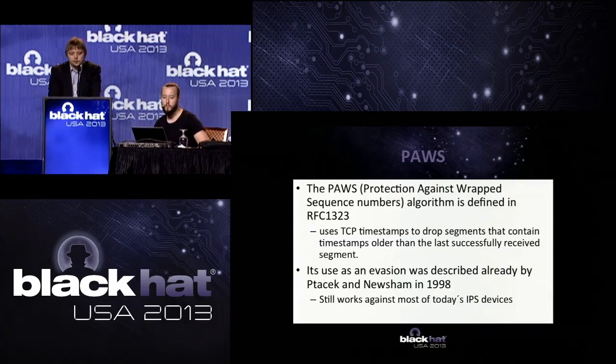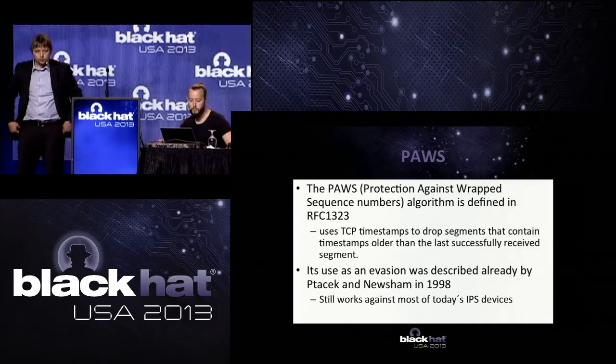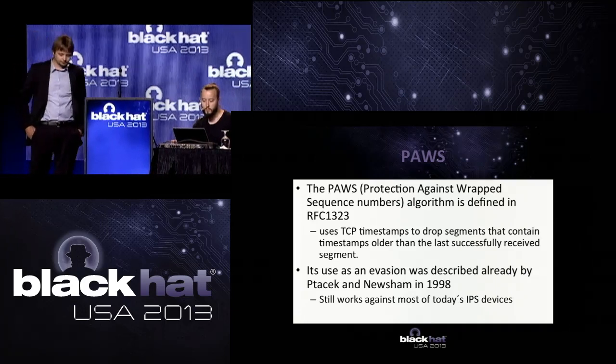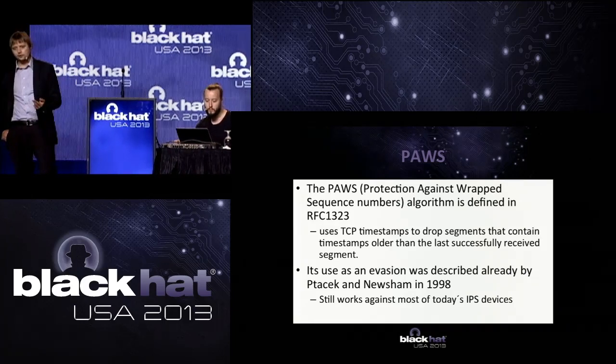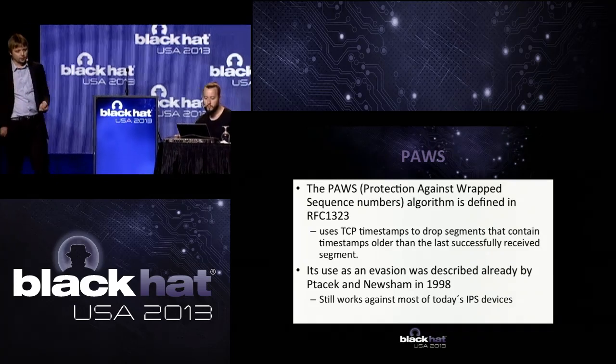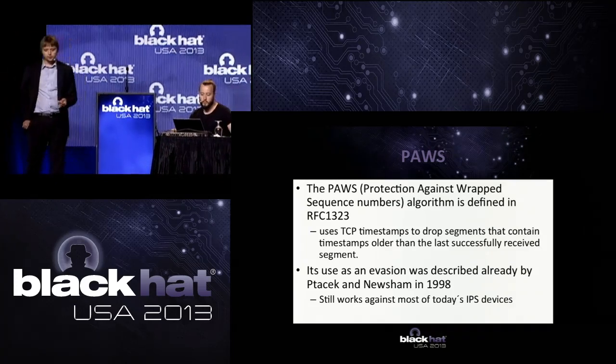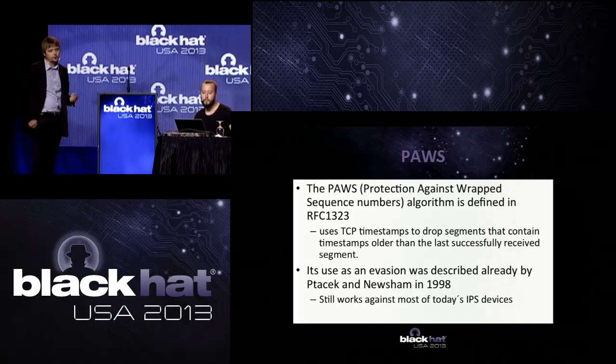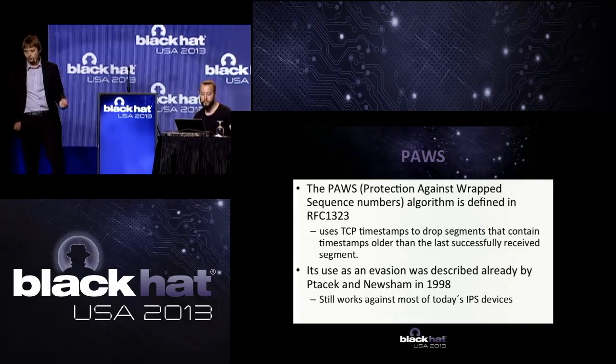Then there is PAWS elimination, protecting against rapid sequence number evasion. This is a really nice evasion technique. Basically in this evasion we use the TCP timestamp to drop segments that contain a timestamp older than the last successfully received segment. How TCP works nowadays is that almost every TCP connection utilizes timestamps. In order for a packet to be a valid TCP segment, we need to have the right sequence numbers there, but there is also the timestamp, and if the timestamp is not correct, then the packet will also be dropped.